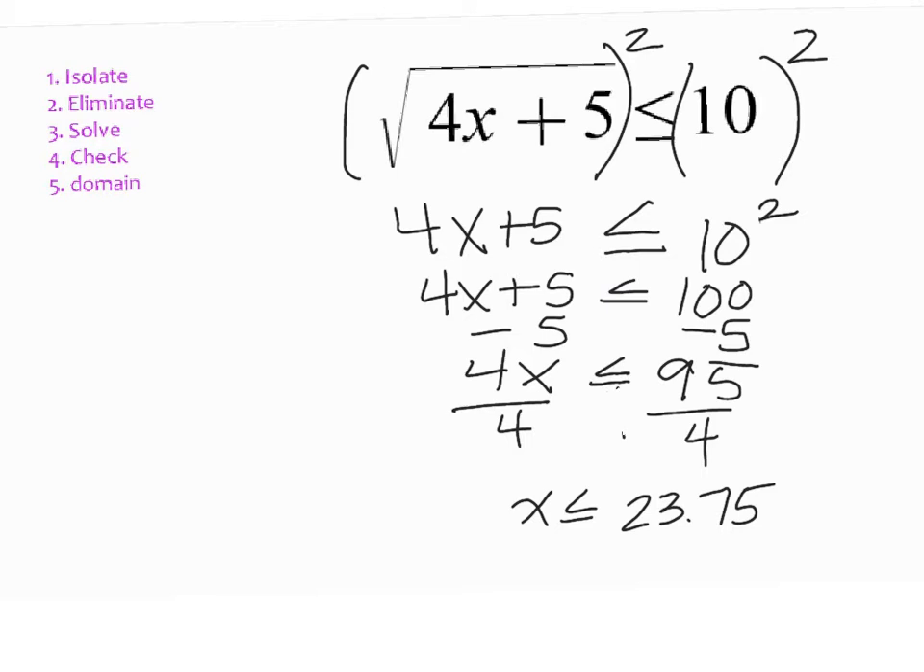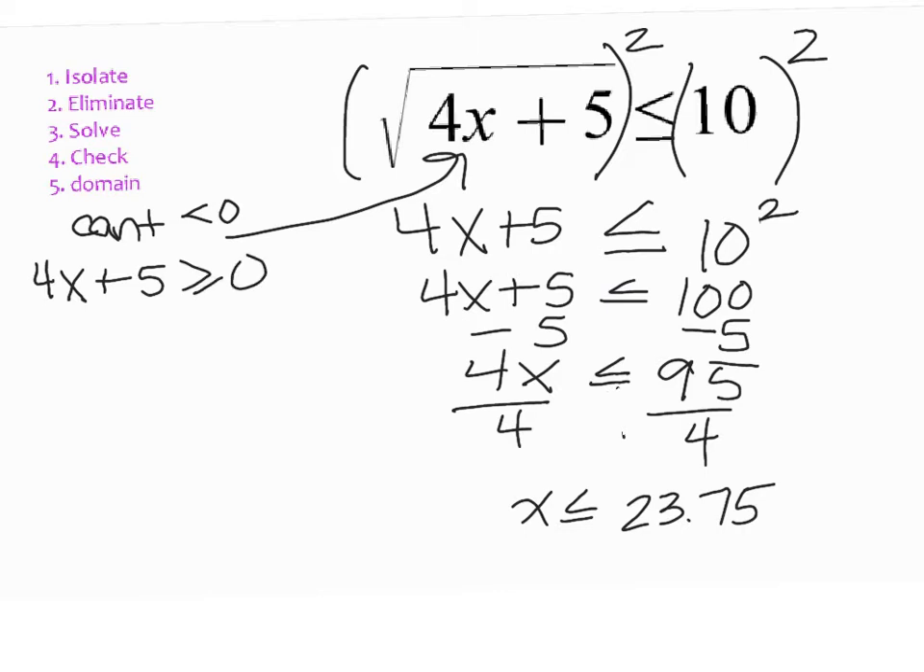The problem here, guys, is that when we think about a square root, I can't have a negative number underneath the radical. So this can't be less than 0. Okay, so 4x plus 5 has to be greater than or equal to 0. And that is because, this is like the domain part here, we can't have a negative number underneath the radical.